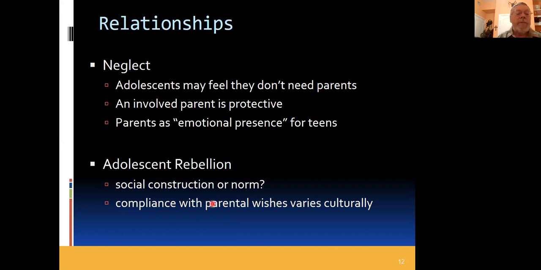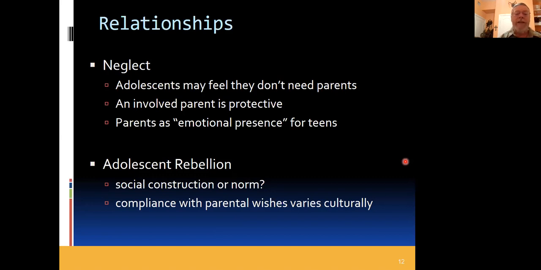So that said, we find that parents that neglect their role will find that often that is not beneficial. Now, adolescents may feel that they don't need their parents, but nonetheless, an involved parent is protective. Parents also may serve as an emotional presence for their teenager. So if they neglect that, the adolescent feels that the parent was not there for them when they needed it. On the other hand, if the parent is available to them, is still pitching in with their parental role, that adolescent knows that they can go to that parent when they really need some help with something. So parents continuing to be involved is important.